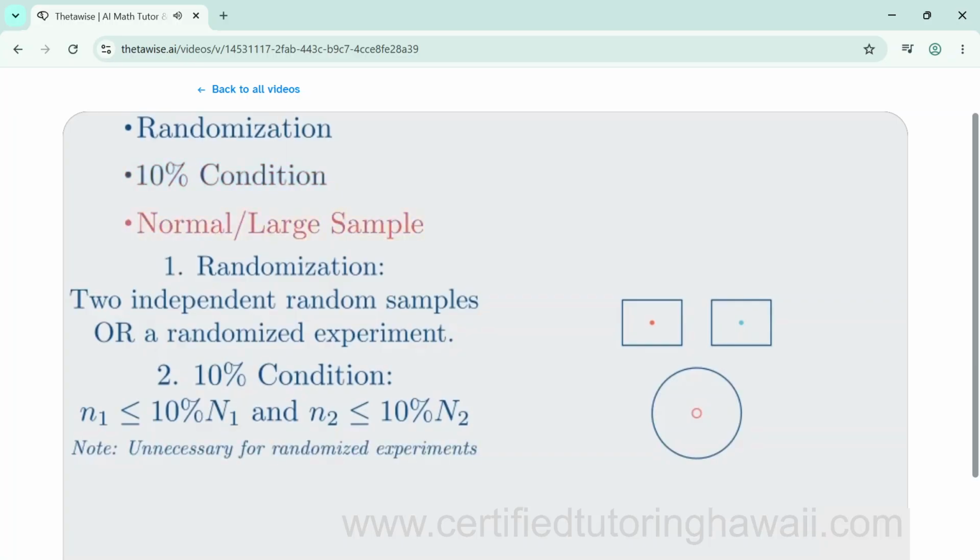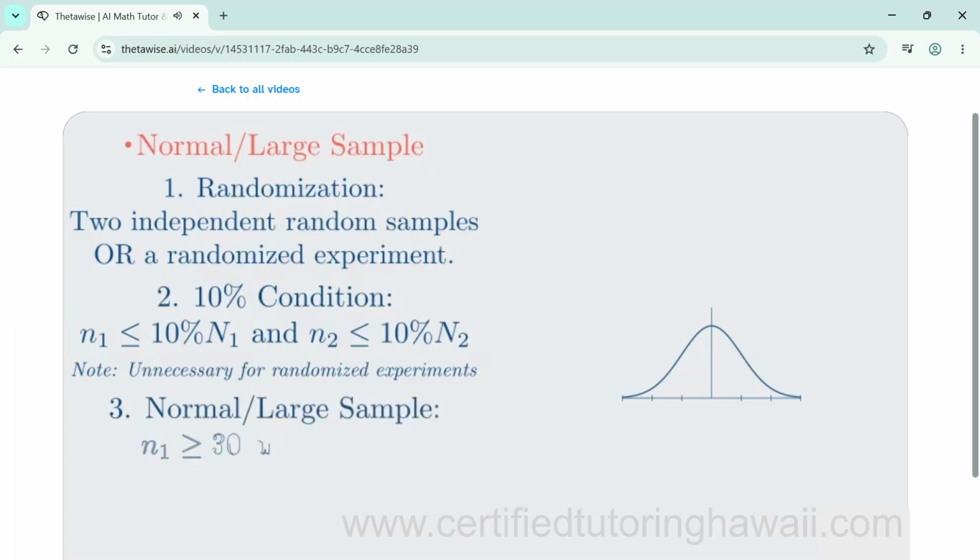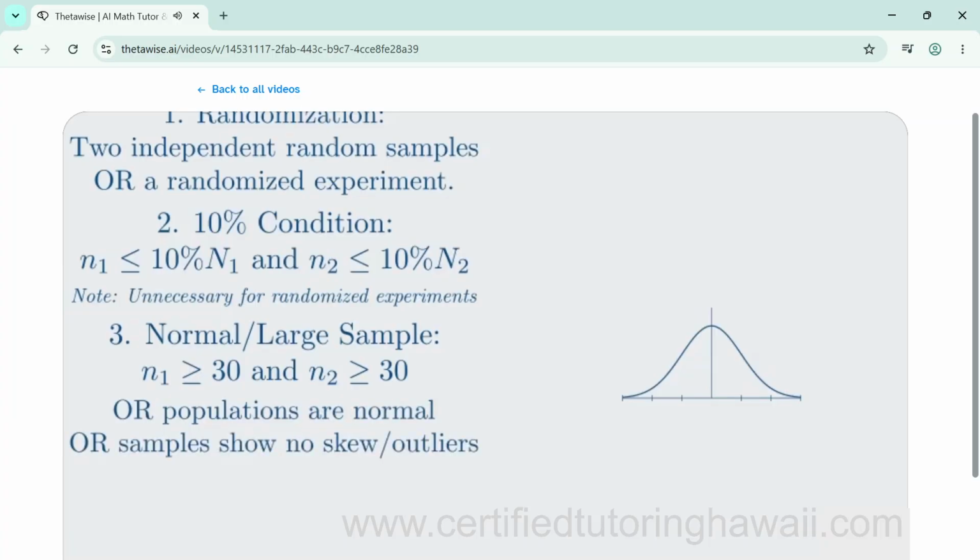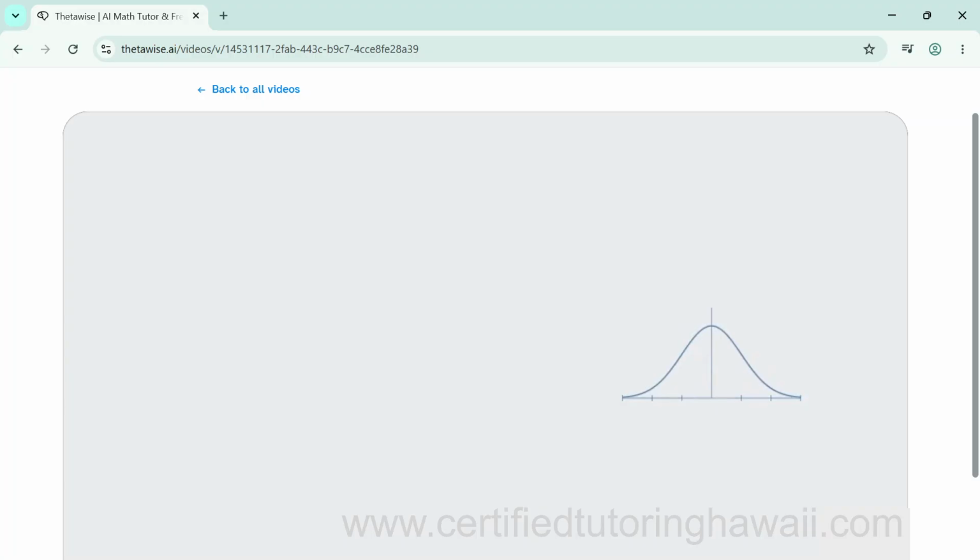Finally, the normal or large sample condition. We need the sampling distribution of the difference in means to be approximately normal. This happens if both sample sizes are at least 30. If they are smaller, we check if the populations are stated to be normal, or we look at the sample data. As long as there isn't extreme skewness or major outliers, we are usually good to go. By verifying these conditions, we ensure our confidence interval provides a reliable estimate for the difference in population means.